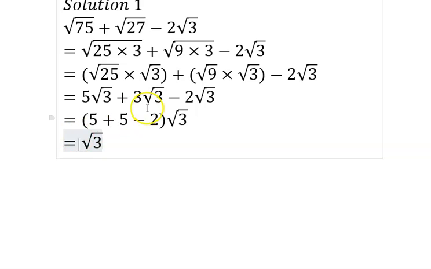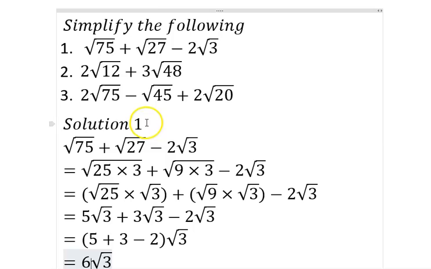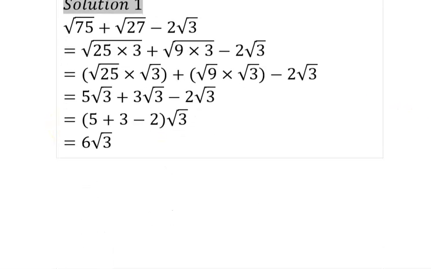Now, it's actually 5 plus 3 minus 2. Awesome. So 5 plus 3 will give us what? 8. 8 minus 2 will give us what? 6. So our final answer will be what? 6 root 3. That's solution number 1. You can see applying our rules. So let's go straight to solution number 2.